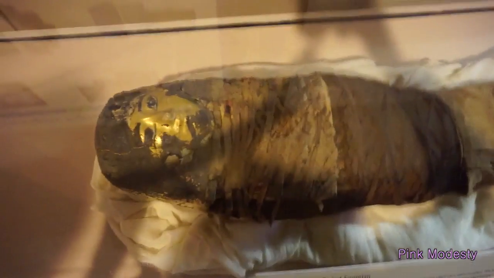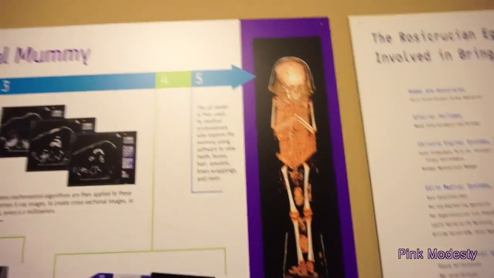This is pretty cool, guys. Creating a digital mummy. That's the inside of this. Isn't that crazy? And they found that the pelvis was asymmetrical. What does that mean? The hips. They found out she was wrapped too tightly when she was mummified, so it caused it to look like she had a deformity. Oh.